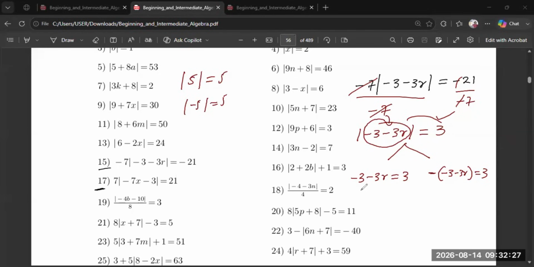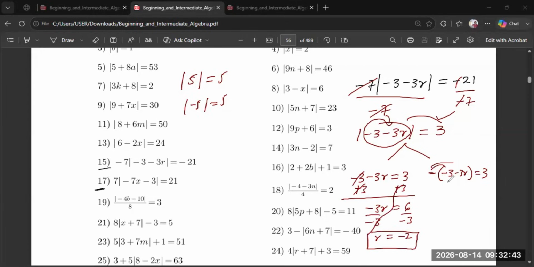So now you simplify this one further. You add 3 to both sides, and now this cancels out. You have negative 3r is equal to 6, right? And you divide everybody by negative 3, and r is equal to negative 2. First answer gotten. Now let's do the other one.